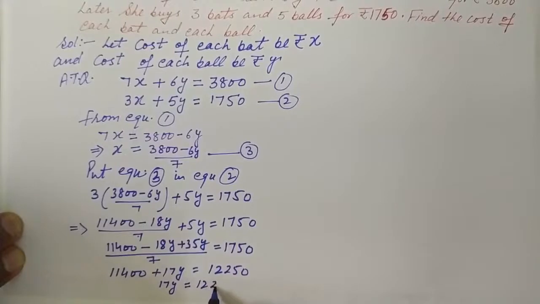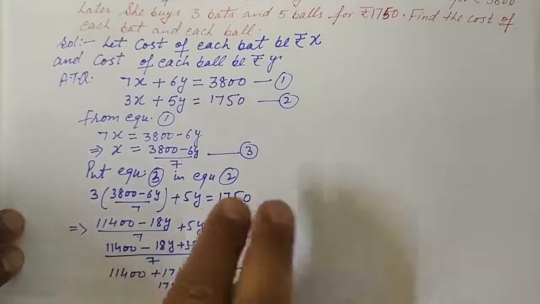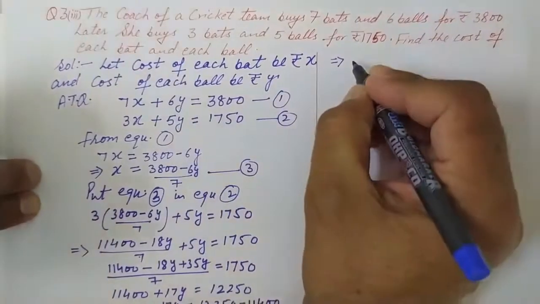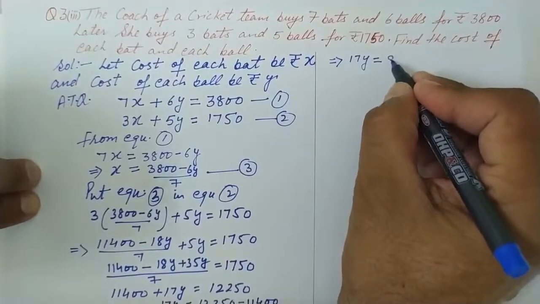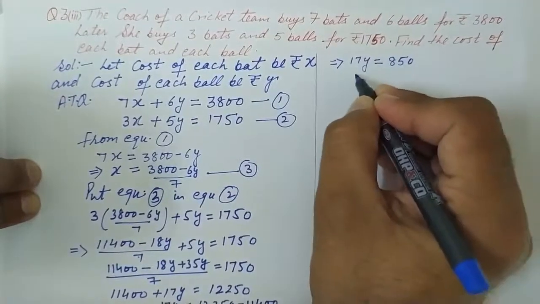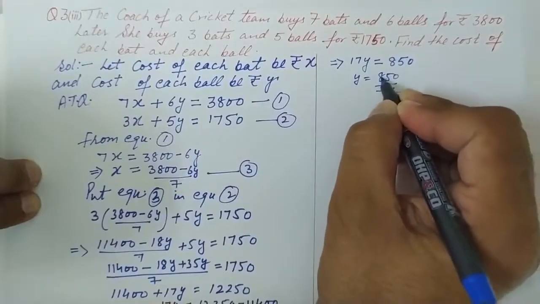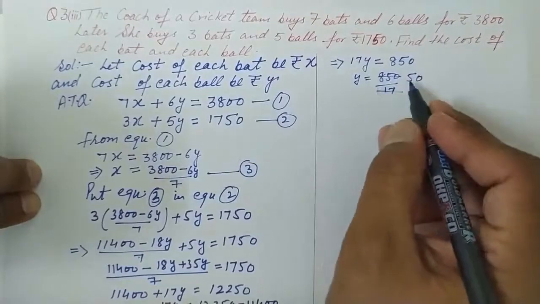So it is 12,250 minus 11,400. So from here you can find the value of y. So it becomes 17y is equal to, you subtract it, this is 850. So y is equal to 850 over 17. 17 ones are 17, 5s are 85. So it becomes 50. So the value of y is 50.